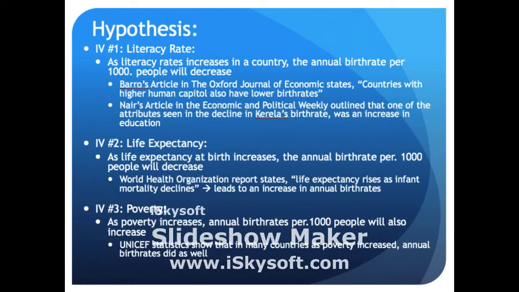A real-life example is given in Nair's article, where he refers to Kerala, in which birth rates declined due to an increase in education. My second independent variable is life expectancy. I hypothesize that as life expectancy at birth increases, the annual birth rate per 1,000 people will decrease. This is backed up by the World Health Organization's report. My last independent variable will be poverty. I hypothesize that as poverty increases, annual birth rate per 1,000 people will also increase. I support this with stats from UNICEF's reports.